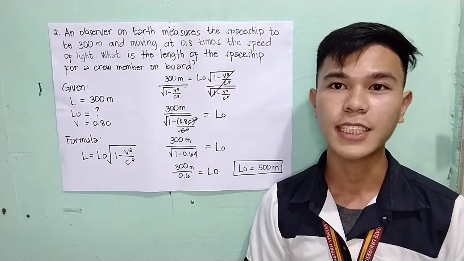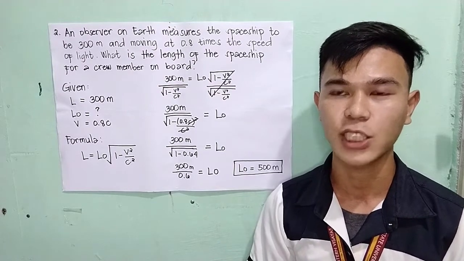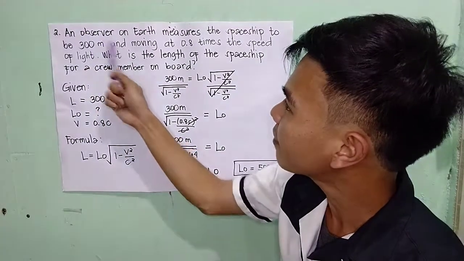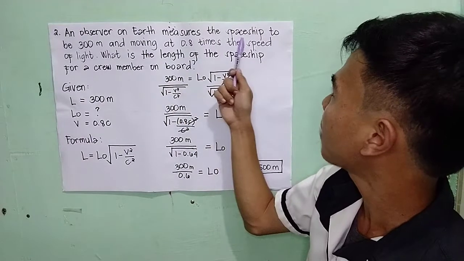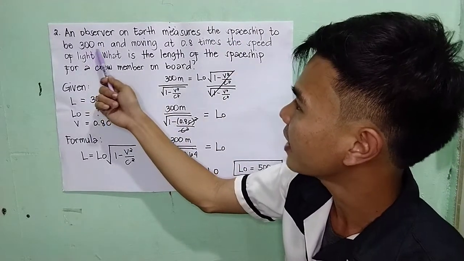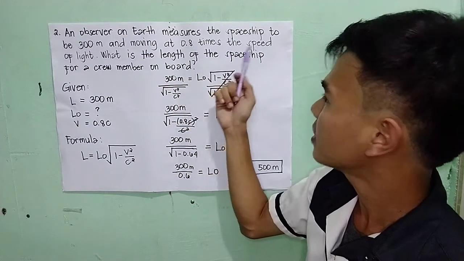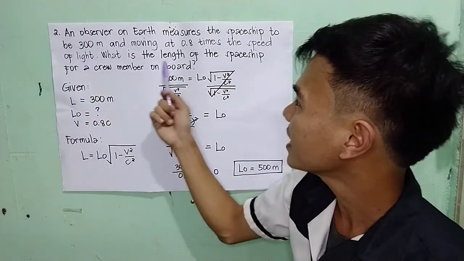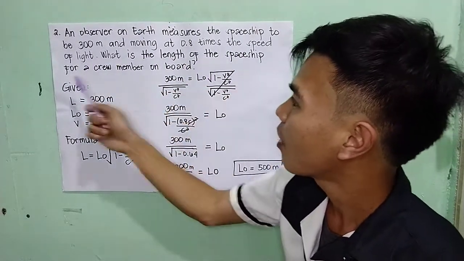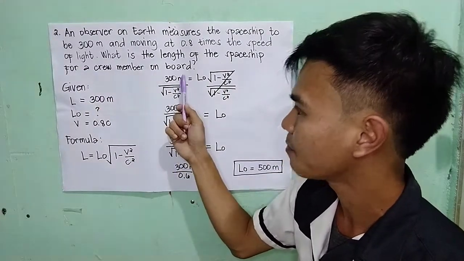Now let's move on to problem number 2. An observer on Earth measures the spaceship to be 300 meters and moving at 0.8 times the speed of light. What is the length of the spaceship for a crew member on board?